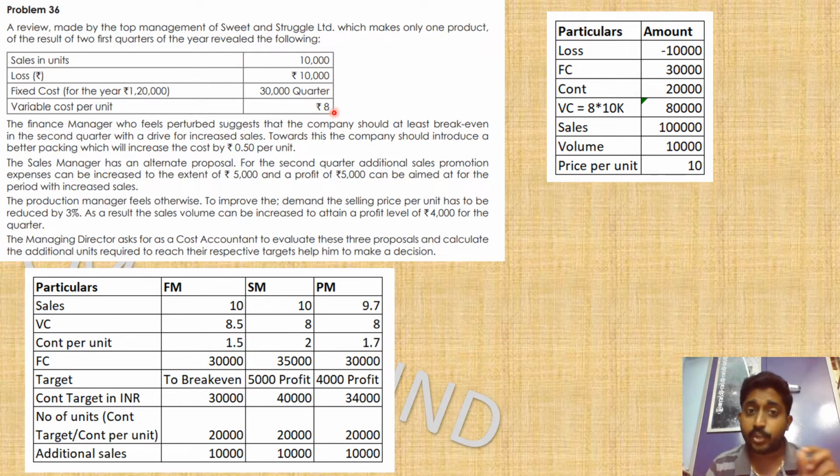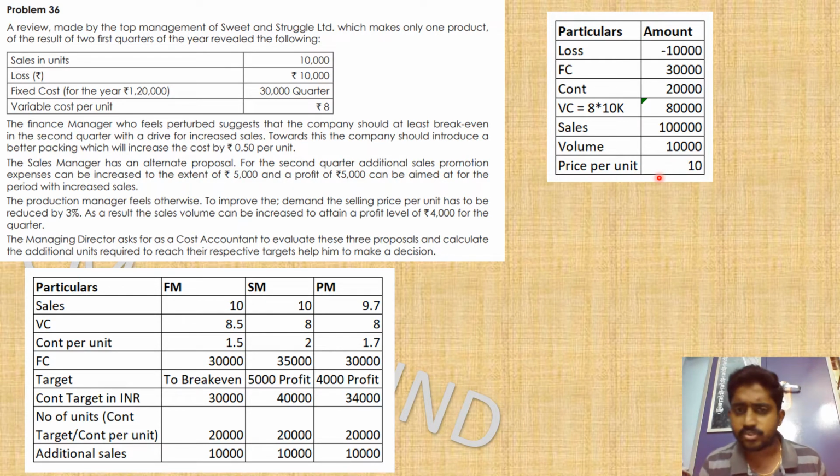Now the variable cost per unit is 8, and the total number of units is 10,000. So 8 rupees into 10,000, 80,000 rupees is the total variable cost. You have the total contribution, and you have the total variable cost also. So contribution plus variable cost will give you the sales. Contribution is 20,000, variable cost is 80,000, putting together, sales is 1 lakh. So 1 lakh divided by 10,000, the price per unit is 10.